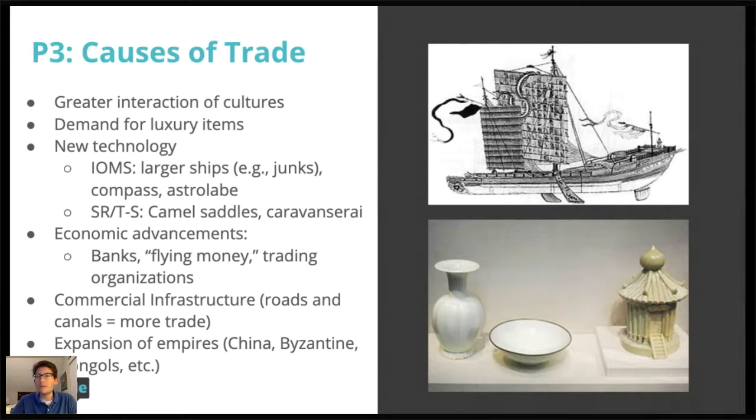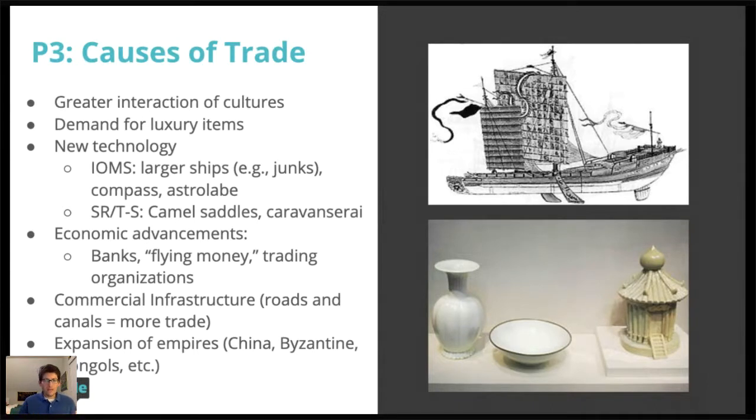So we see states start to support trade in this era, even more so than in the last era. One way in which they continue to support trade is by building infrastructure, roads, canals. That leads simply to more trade. And the last thing we see, of course, is the expansion of empires. Just like in time period 2, where we see the expansion of empires accompanied with greater trade, like trade along the Silk Road, we'll see the same thing in this time period.